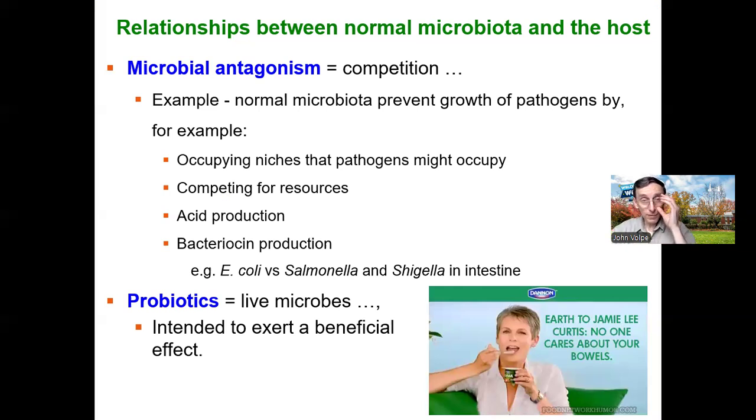So, for example, E. coli does produce a protein called the bacteriocin, and this protein only will inhibit Salmonella and Shigella. It would not inhibit other microbes growing in the gut, such as Enterococcus faecalis. It does not harm that normal microbe. It would harm Salmonella and Shigella, though. Any question about any of that? All right, so those are a few of the ways that the normal microbiota can compete with the human pathogen: occupy the niche, compete for resources, produce acids, and then produce a bacteriocin.